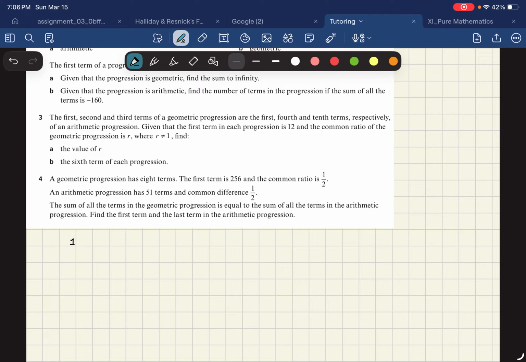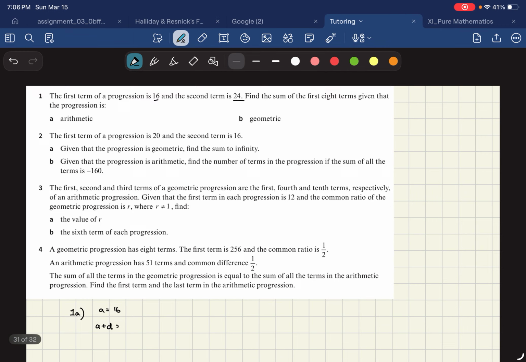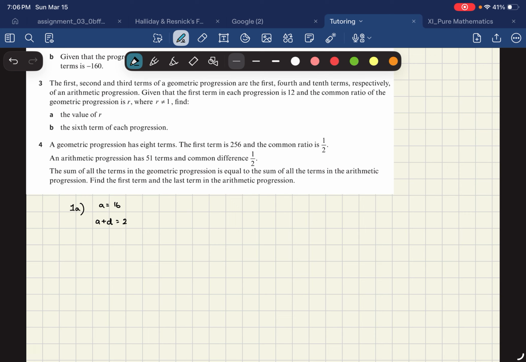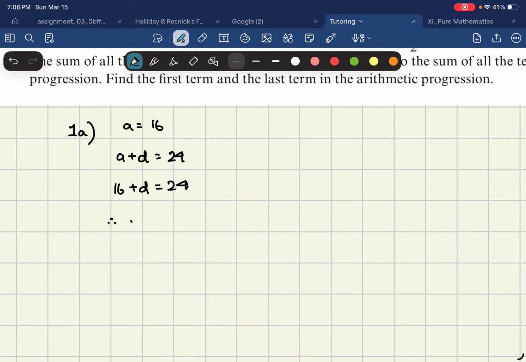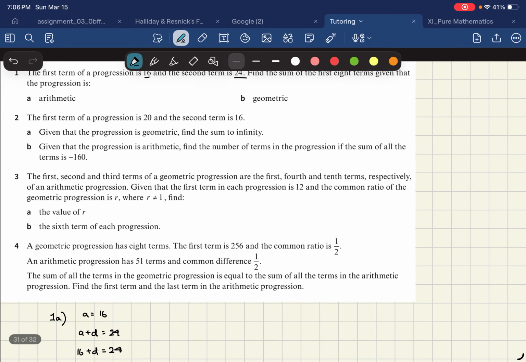So if the sequence is arithmetic, you are given the first term is 16, and the second term, which is a plus d, right? The second term is going to be a plus d if it's arithmetic. That is 24. So you know that a is 16, so 16 plus d is 24, and therefore d is just 8. All right, so now you need to find the sum of the first 8 terms.